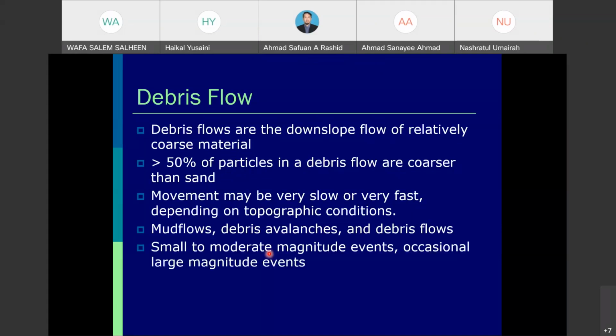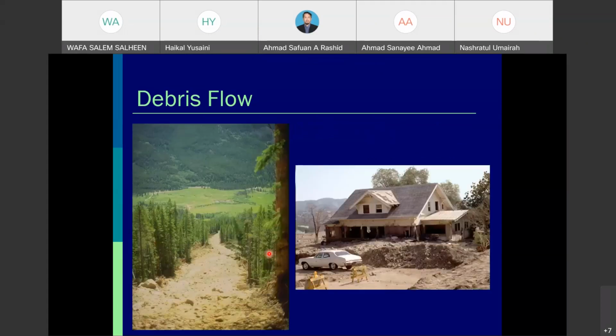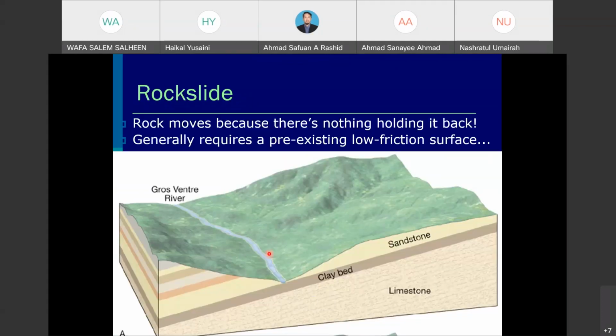Small to moderate magnitude events, occasionally large magnitude events. Okay, so this is an example of the drainage flow. So in a rock slide, the rock moves because there is nothing holding it back. It generally requires a pre-existing low friction surface.